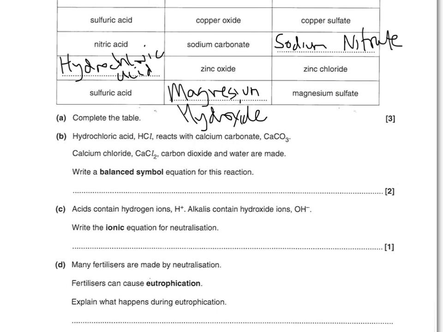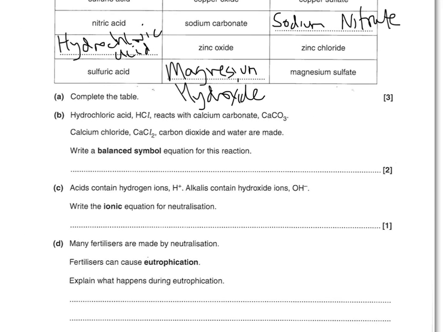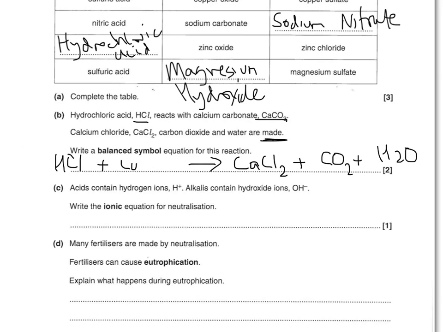Hydrochloric acid, HCl, reacts with calcium carbonate, CaCO3. Calcium chloride, carbon dioxide and water are made. Write a balanced symbol equation. So always start with the arrow, then look at what is made. So there's 3 things. Calcium chloride, which it gives you the formula for, CaCl2. Then carbon dioxide, which you're expected to know the formula for, CO2. And water, which you're also expected to know, H2O. And then the 2 things that are reacting together are HCl, hydrochloric acid, and calcium carbonate, which they give you as well, CaCO3. So if you wrote that out, that's the 1st mark.